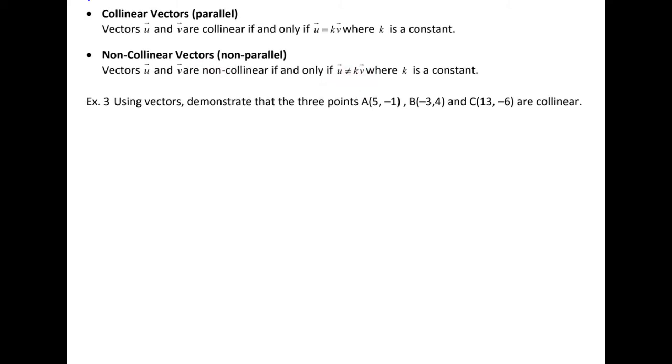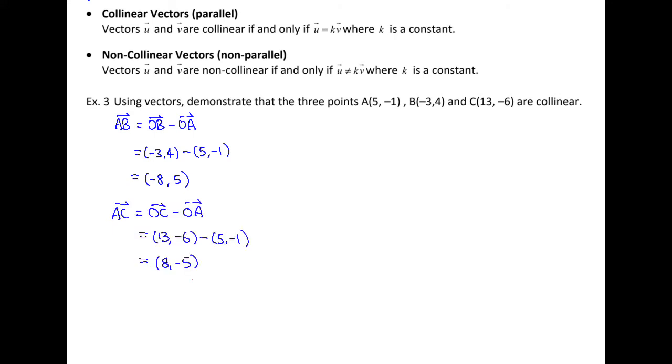So for example 3, first, we're going to find vector AB, which is OB minus OA. We're going to have -8 and 5. And next, we're going to find AC, which is OC minus OA. We're going to have 8 and -5. Since AB is negative AC, because you can see they are opposite vectors, therefore, AB and AC are collinear. This implies points A, B, and C are collinear as well.